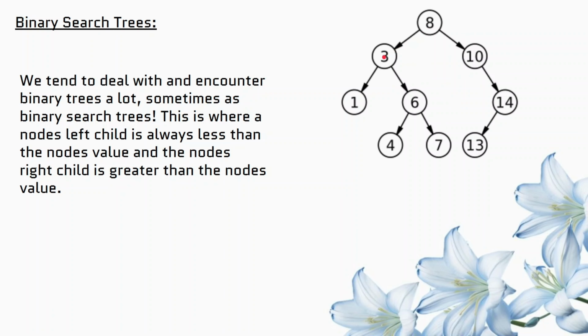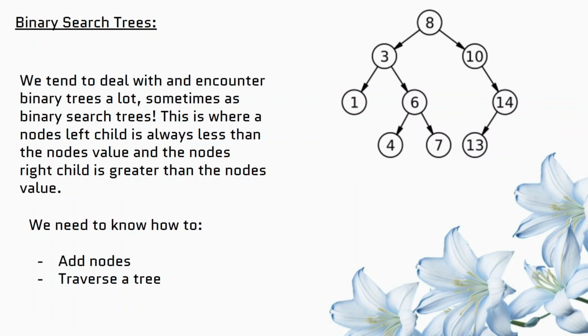7 is less than 8, go left. 7 is greater than 3, go right. Greater than 6, go right. We reach 7. Would you look at that? However, if you're looking for the number 9, for example, we know that 9 is greater than 8, but less than 10. So we would go here, but there's nothing here, so we know 9 is not in the tree. And as we've mentioned this, we need to know how to add nodes and traverse a tree.